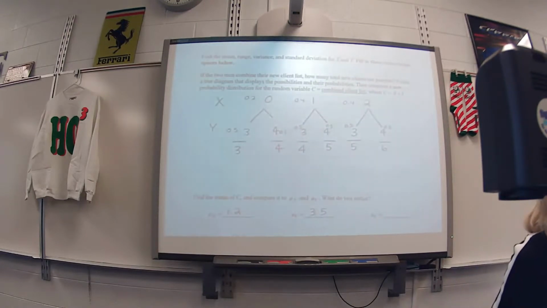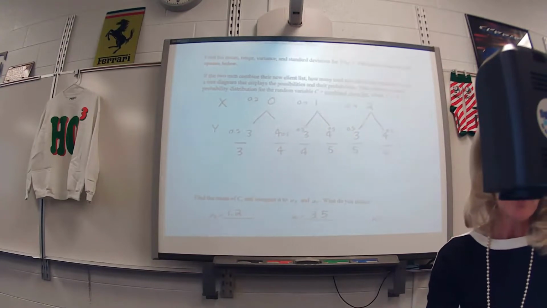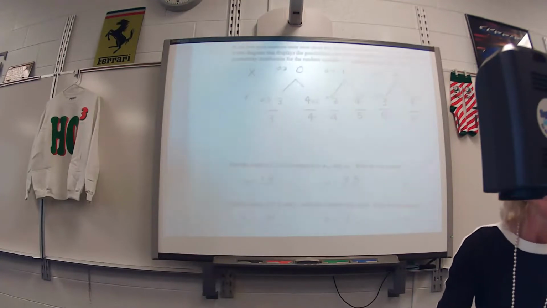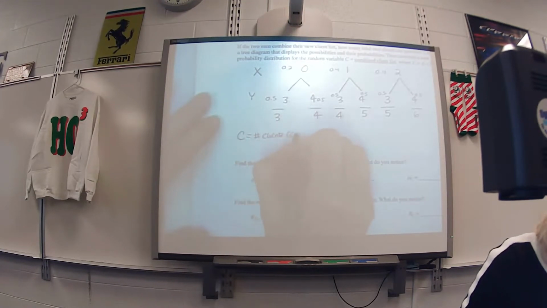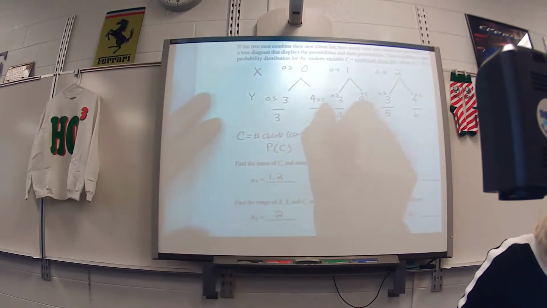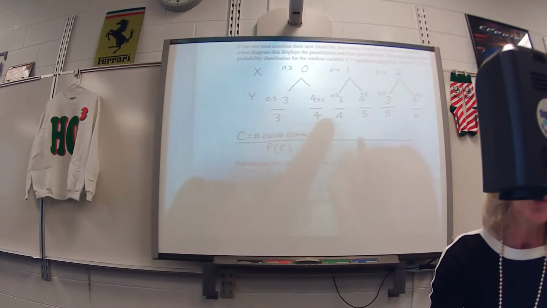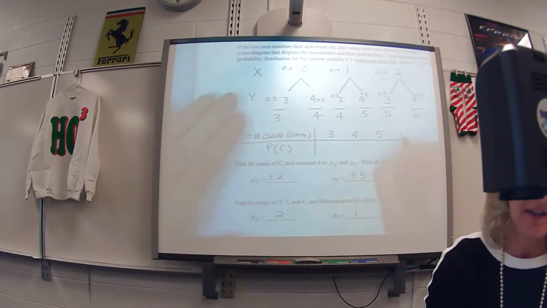And what we're going to do is take that information and make a new probability distribution that I'm calling C for the combined client list. So C stands for the number of clients combined, and then we'll have the probability of C. So how many clients could we end up with? There could be 3, there could be 4, there could be 5, or there could be 6.